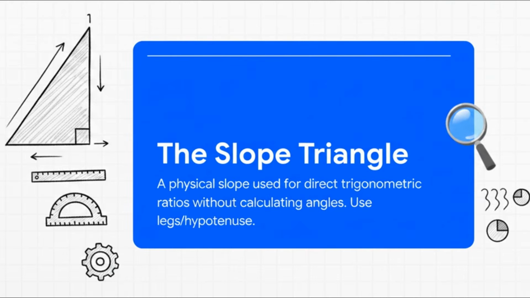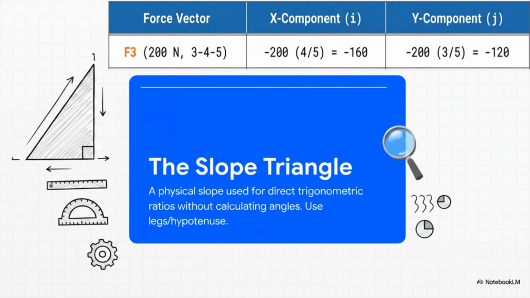Here's how it works. Instead of using sine and cosine, we just use the ratios from the triangle itself. The ratio of the horizontal part to the hypotenuse is 4/5. The ratio of the vertical part to the hypotenuse is 3/5. So, to find the horizontal component of the force, we just multiply the total force by 4/5. For the vertical component, we multiply by 3/5. No calculator needed for trig. It's a great little shortcut.